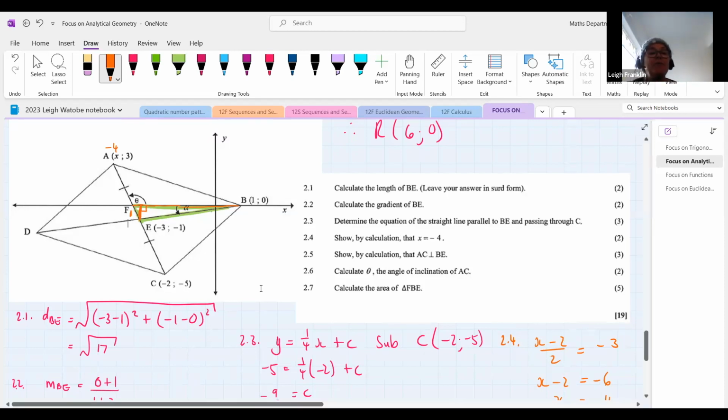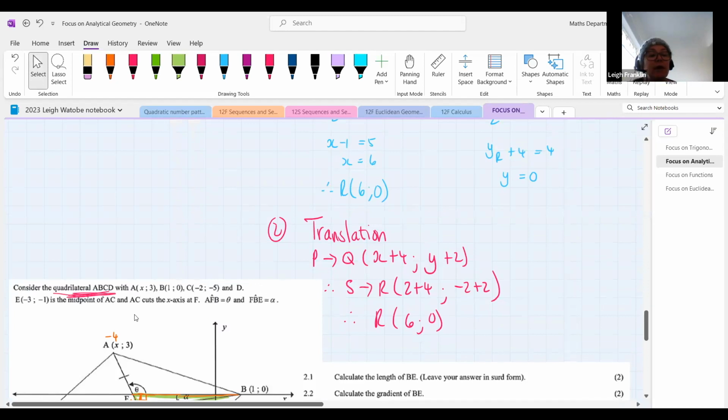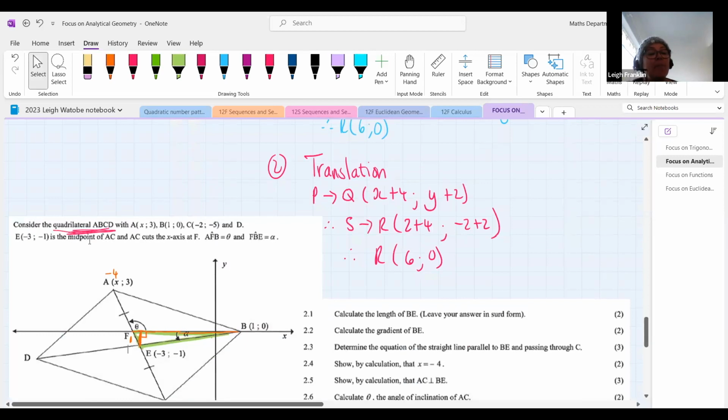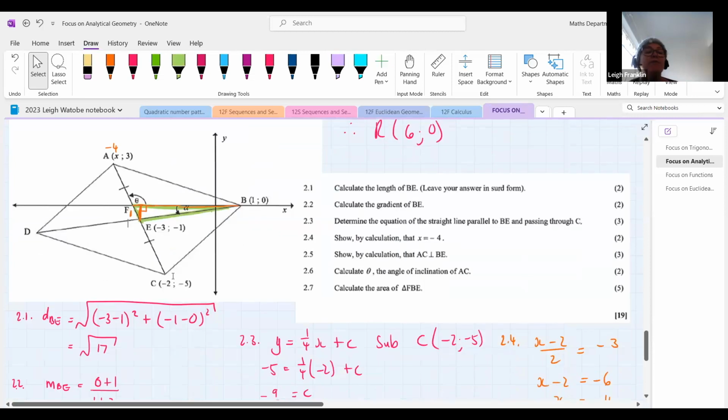I don't need to use the distance formula, but I need to know the x-coordinate at F. E is the midpoint of line AC, and AC cuts the x-axis at F. So I know that F is the x-intercept of line AC. What I can do is get the equation of AC, make y equal to 0, get the x-coordinate at F, and then the x-coordinate at B minus the x-coordinate at F will give me the length of FB.